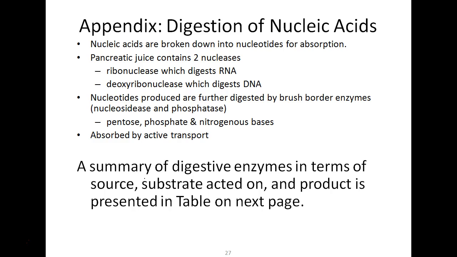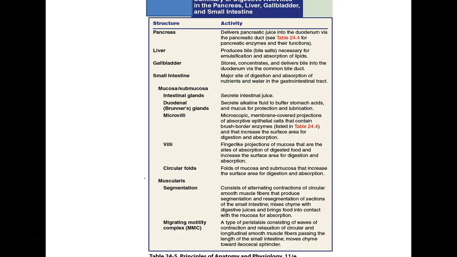These nucleotides produced are furthermore digested by brush border enzymes, and these are going to be absorbed into the human body thanks to active transport. So in this table here, we see a nice summary of those enzymes that are secreted and the actions that they do.